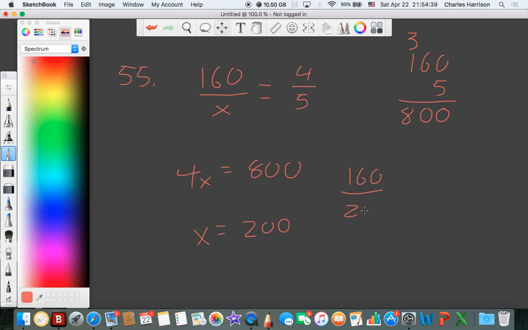160 over 200. If I divide both top and bottom by 10 first, I'm going to get 16 over 20, correct? Yes. And if I divide both top and bottom by 4, 16 divided by 4 is 4, and 20 divided by 4 is 5. Aha, look at that. Yes, you can see that I was correct. And now we're moving on.